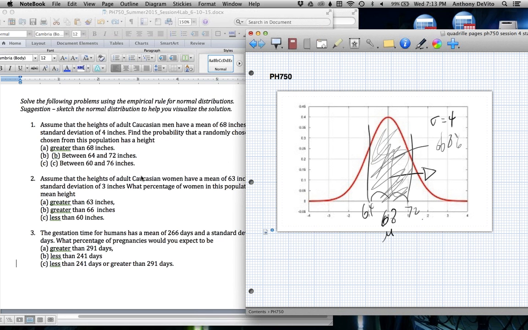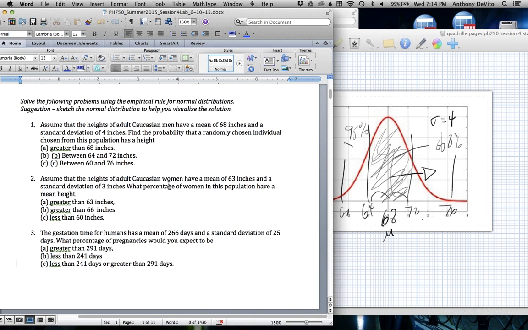Okay, good. What's the probability that it's between 60 and 76 inches? That's 2 standard deviations below and 2 standard deviations above now. So that's going to be 95%, right? Probability that you're going to choose someone between 60 and, whatever that was, 72. Was that what I said? No, 76. 95%.